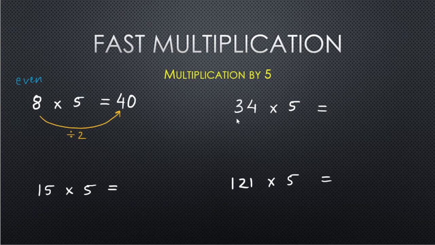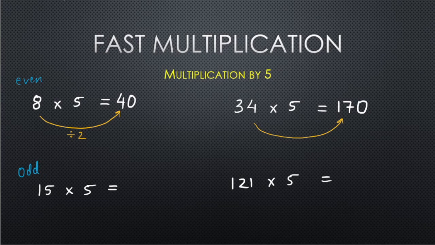Have a look at this one, 34. Let's use the same method. Half of 34 is 17. And since it's an even number, we'll just put a 0. Done. Now, not all numbers are even. Half of them are actually odd.